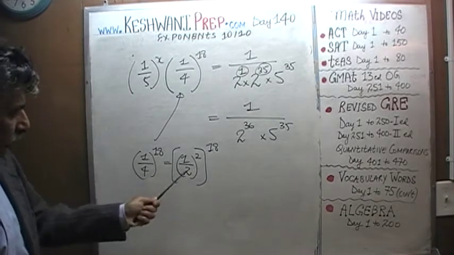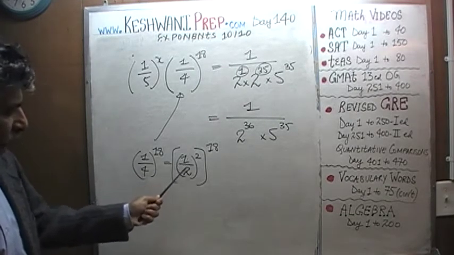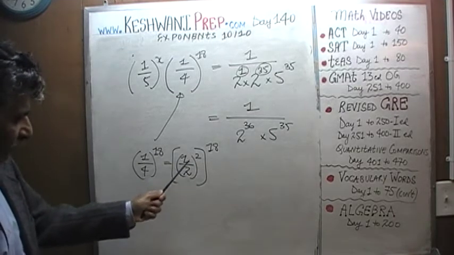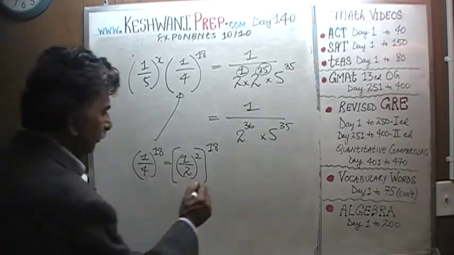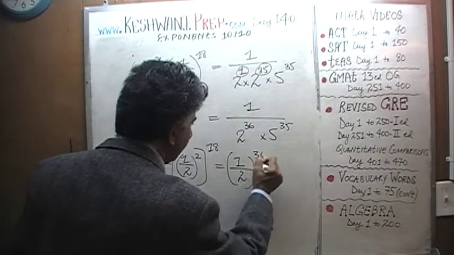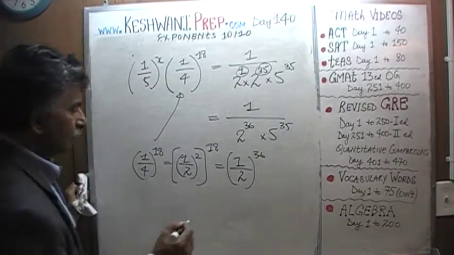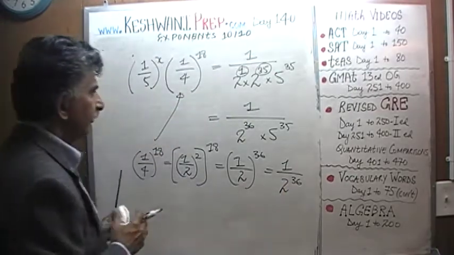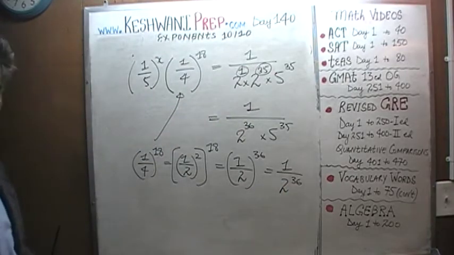Because 1 over 2 squared, half of half, is 1 quarter. So 1 over 4 is simply half squared raised to 18, which is simply 1 half raised to 36. Or if you like, it is the same as 1 over 2 raised to 36. Are you able to see that?